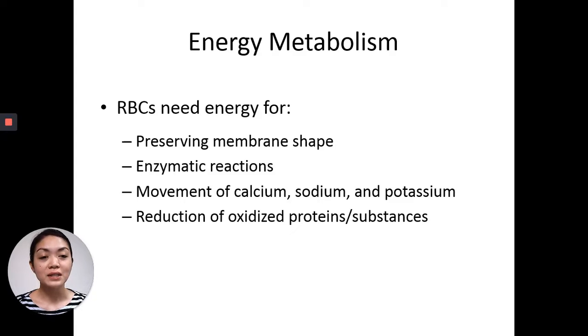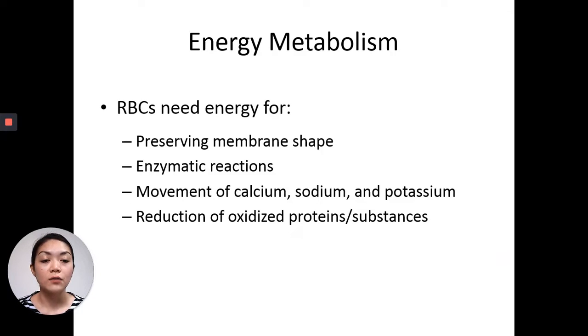And third, our red blood cells also need energy for the movement of different ions. For ions, the red blood cell allows the passive diffusion of anions. So bicarbonate, chloride, they just go in and out of the red blood cell. But for cations like sodium, potassium, calcium, and magnesium, these four ions are cations, and they are actually transported actively, via active transport that requires energy.